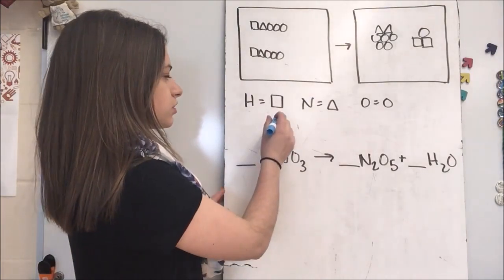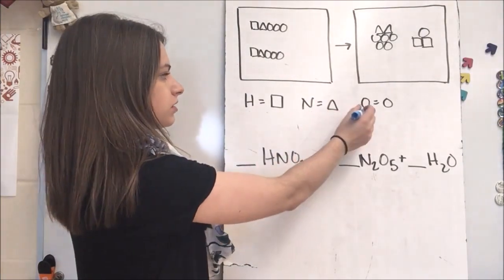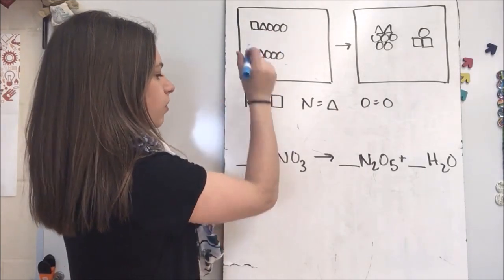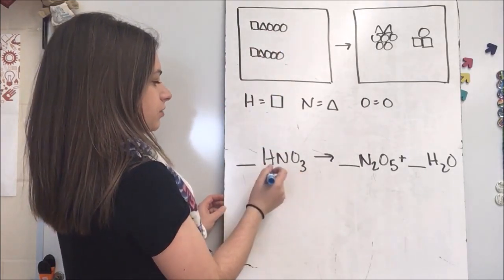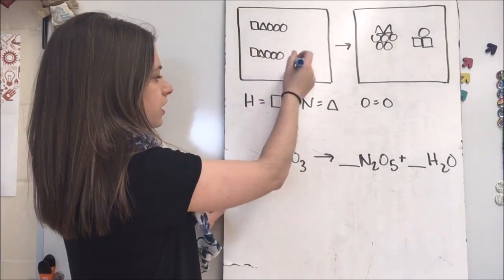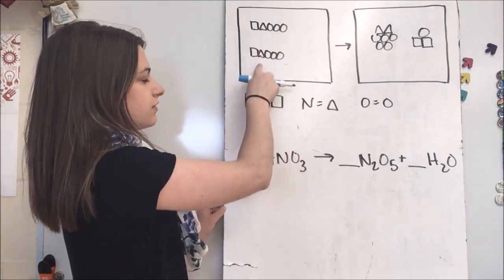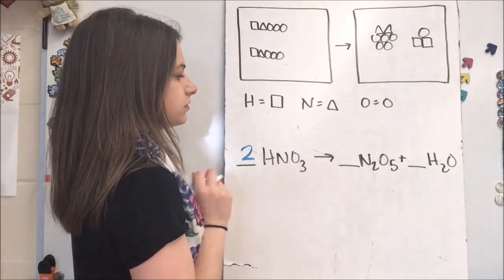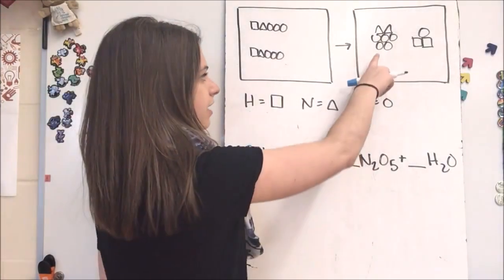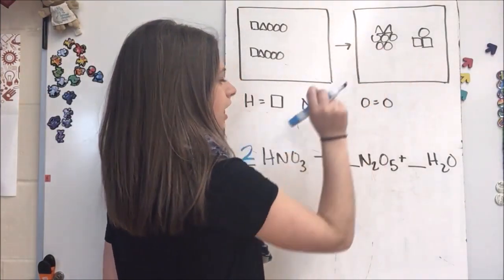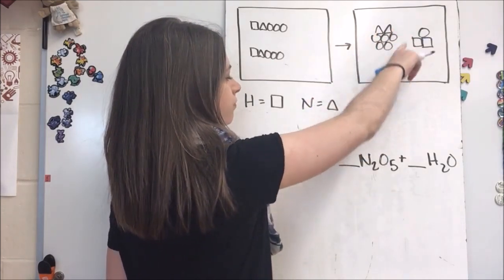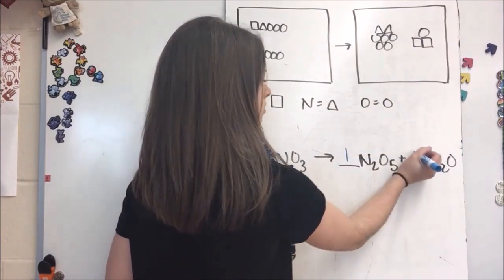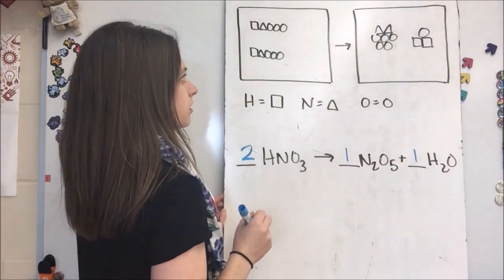Our H's are squares, nitrogens are triangles, and O's are circles. It looks like we only have one type of compound on the left, which matches down here: an HNO3. Since we have 2 of them, I'm going to put a 2 in front. Over here, I have 2 products: an N2O5 and an H2O, and I only have 1 of each. So I'm going to put 1s there.